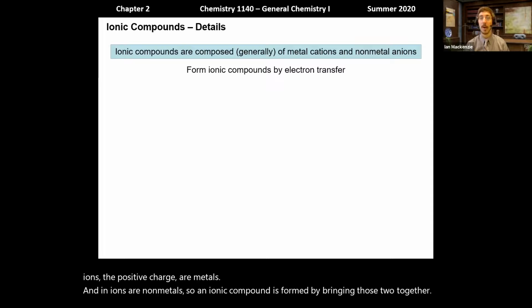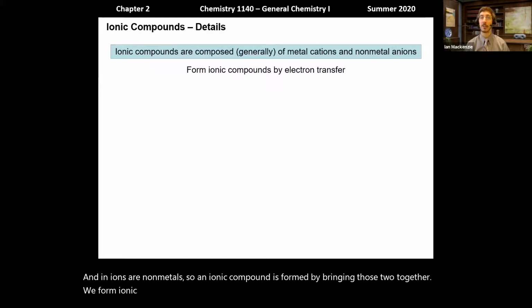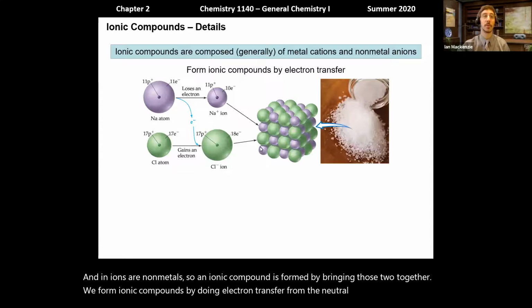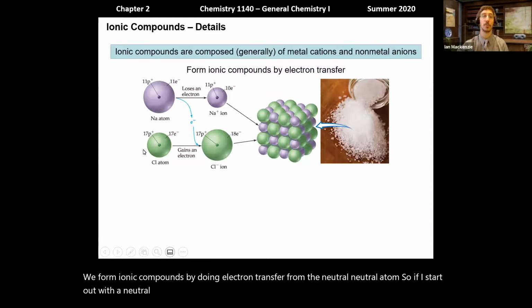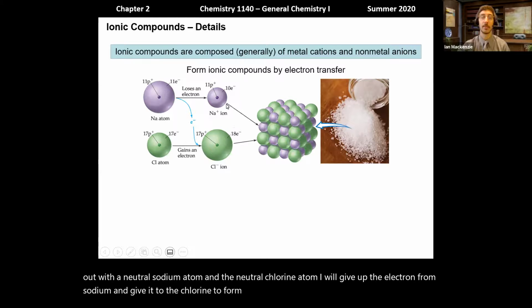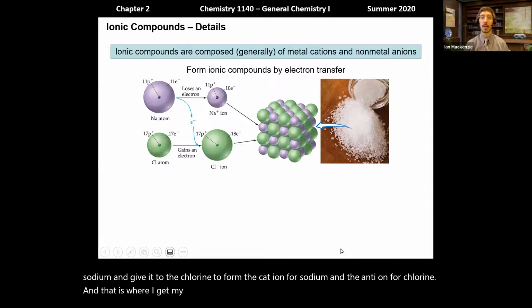We form ionic compounds by doing an electron transfer from the neutral atom. So if I start out with a neutral sodium atom and a neutral chlorine atom, I will give up the electron from sodium and give it to the chlorine to form the cation for sodium and the anion for chlorine. And that is where I get my two ions, the cation and the anion. And again, my metal, the sodium, is what forms the cation. My nonmetal, the chlorine, is what forms the anion.